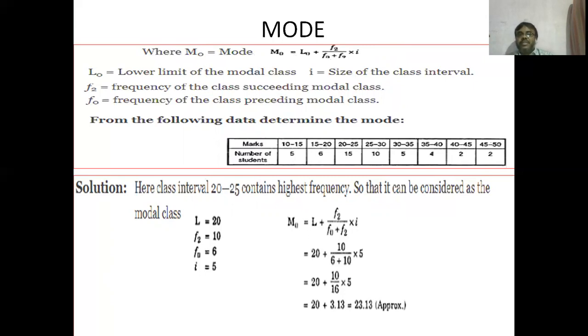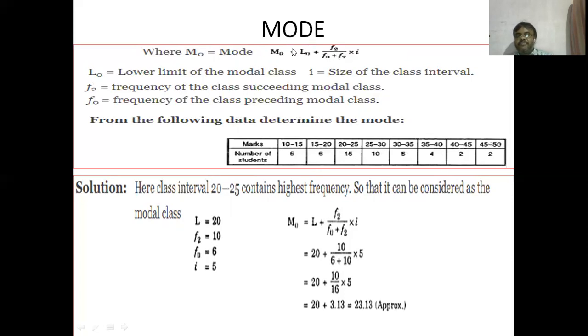And F0 is basically the frequency of the class preceding the mode class. So three concepts are there: one is F0, second is F2, and third is F1 or Fn. Fn is the frequency of your mode class. F2 is basically the frequency of the class following the mode. I will discuss one example that is given.